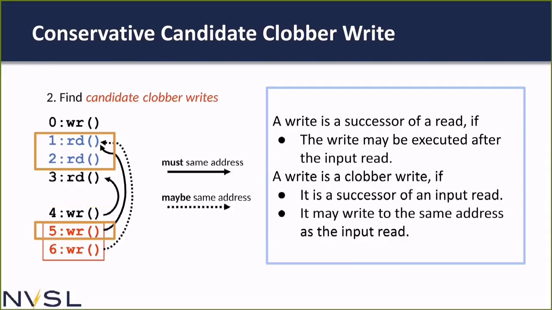Write 5 is also a successor of input read 1 and input read 2. It will write to the same address as input read 1. This makes it a candidate clobber write. Similarly, because write 6 is a successor of input read 1 and input read 2, and it may write to the same address as input read 1, write 6 is also a candidate clobber write.